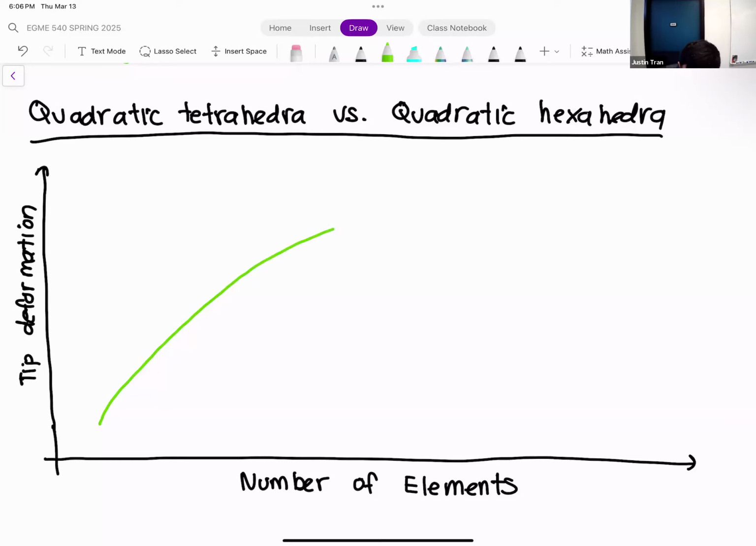And so for the quadratic tetrahedra, the graph would look something like this. You might be thinking, wait a minute, that looks exactly the same as the linear tetrahedron. So do we get no benefit from switching to quadratic? Actually, you do. And the benefit here is in the numeric. If you look at where this graph starts, we're no longer starting at a very wrong number of 0.3 millimeters. Now we're starting at 0.74.